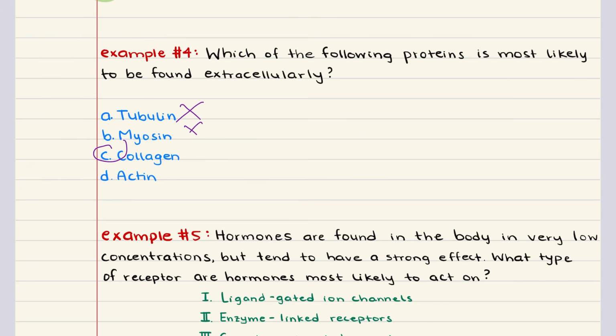Let's still work through D. D says actin. Actin forms microfilaments, and it's critical for cell movement, shape, and intracellular transport, but it's located inside the cell, which is not what we're looking for. So once again, the only protein in this list that is extracellular is collagen.